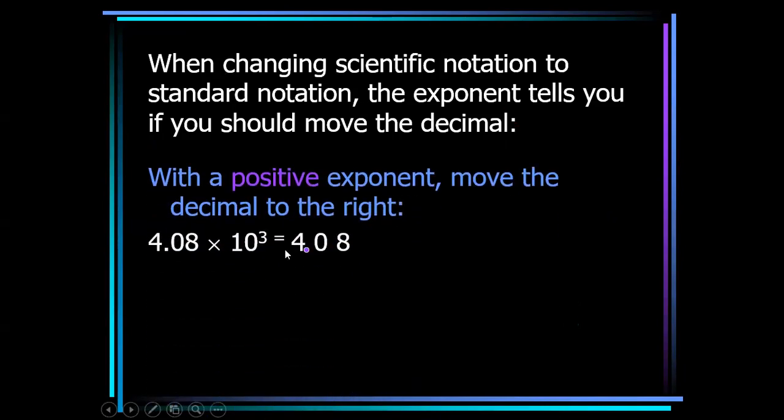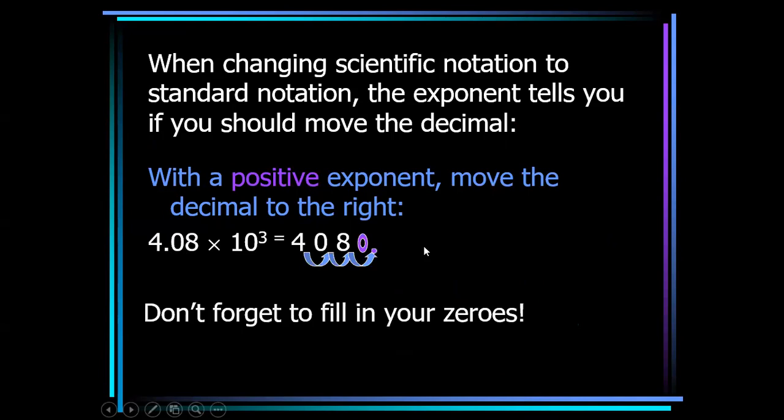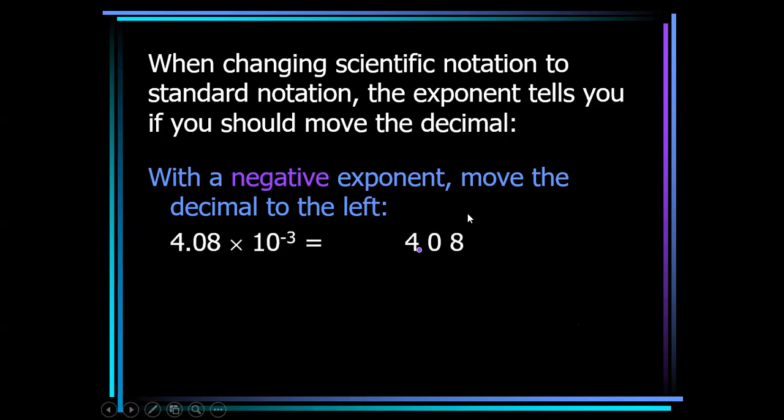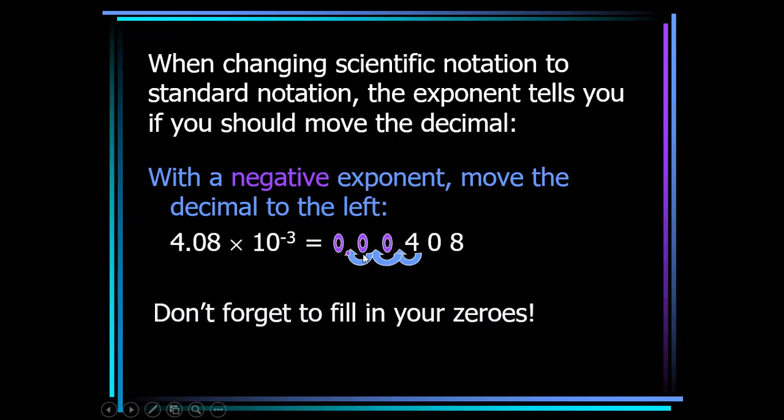For example, here: 4.08 times 10 power 3. From this decimal, you go right by 3. Don't forget to fill in your zeros. I think this is quite simple. So 4080. Now, how about the negative one? Negative 3, so go backwards by 3: 1, 2, 3. So 0.00408.